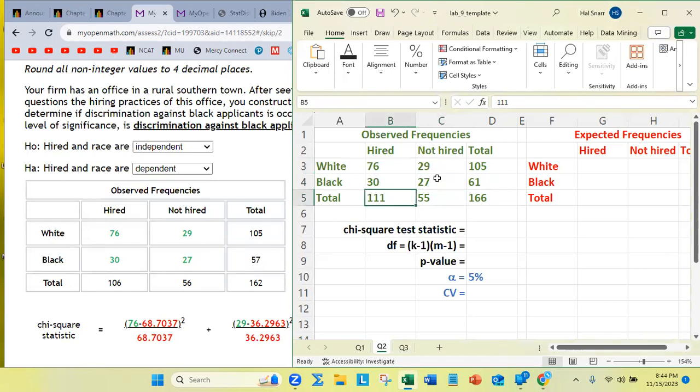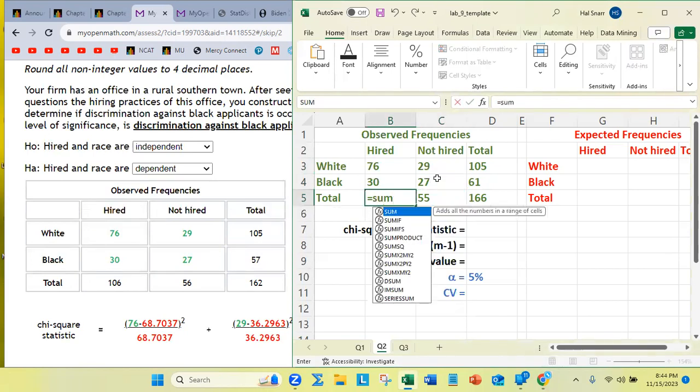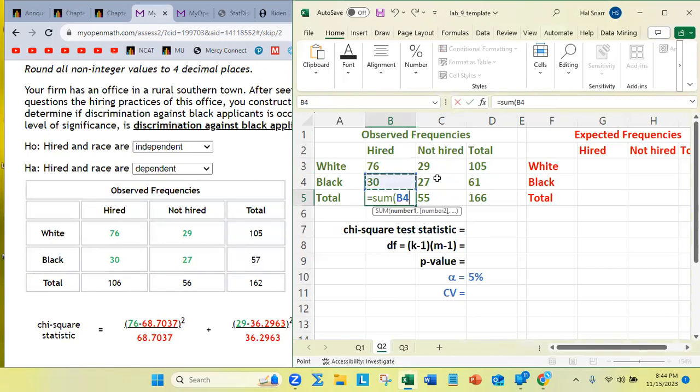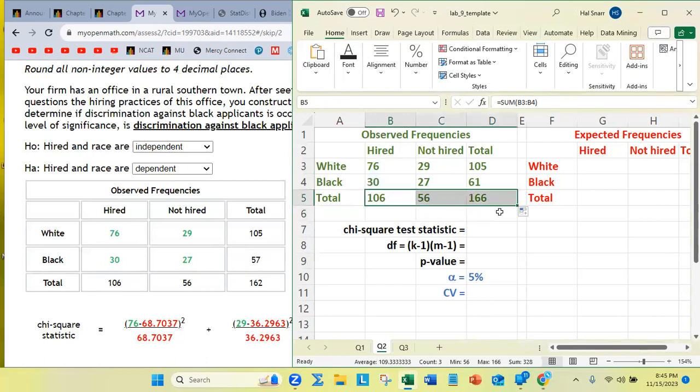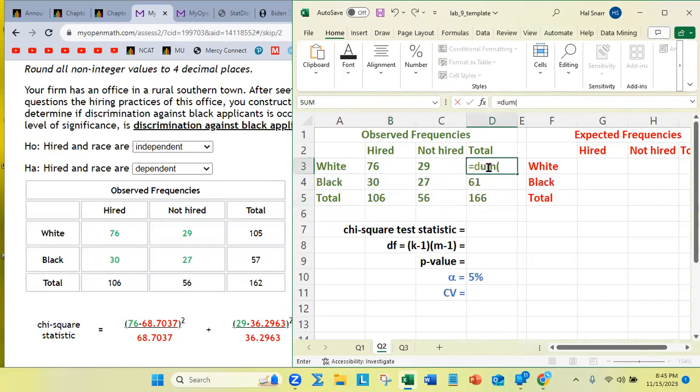Okay. Now I have to resum this column. So I'm going to use equal sum of those two, and I get 106. Then I can drag this across the bottom, and I got 56 here. Then I need to sum the rows. Then drag that down.